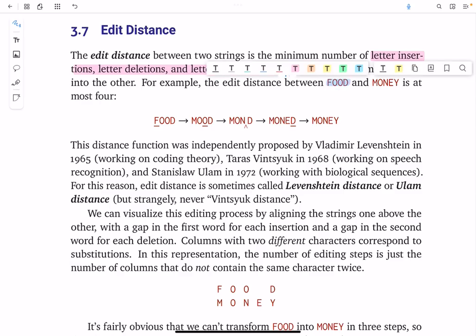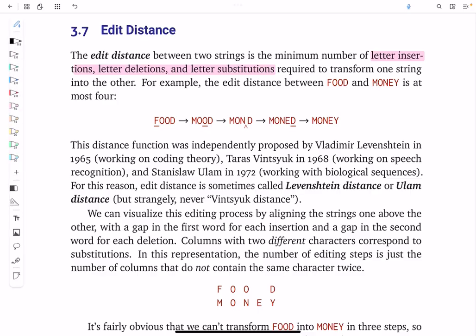So for the example of food and money, the first thing we're going to do is we turn F into M. So that's a substitution, sub F for M. The next thing we do is another substitution, O for N. Now we're going to insert an E, so this one's an insert. And lastly, we do another substitution, D to Y. And that's one way we can transform food into money.